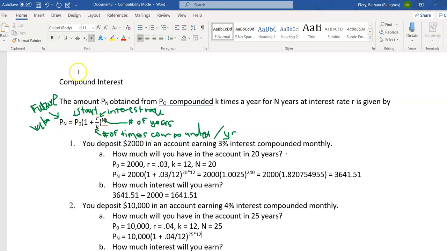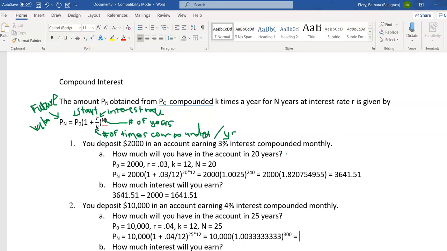All right, again, let's work this out. Let's be careful. Let's do all of the inside of the parentheses in our calculator. So 1 plus 0.04 divided by 12. That gives a repeating decimal, 1.003333333333. Again, take it out, lots of decimal places. Let's put 25 times 12 into our calculator, and that gives 300. So this is raised to the 300 power.